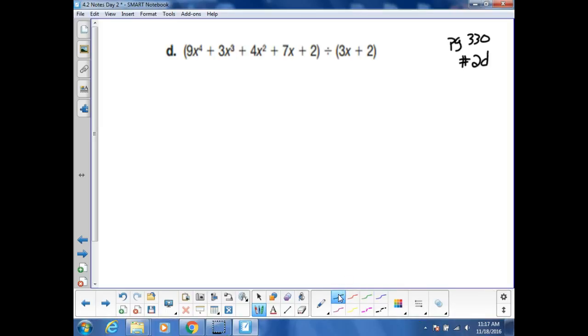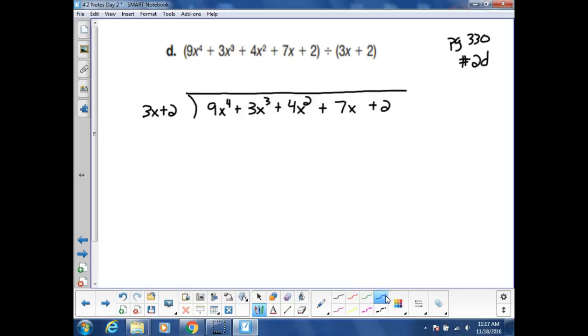So 3x plus 2 goes on the outside. 9x to the 4th plus 3x cubed. So I'm following in order. Then I need a x squared term. I got that one. Then I need an x term. Then I need a constant term. So I got all my terms. Don't have to fill it in with any placeholders.